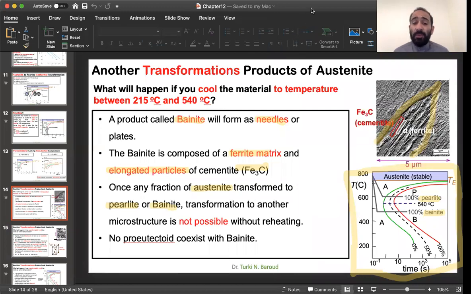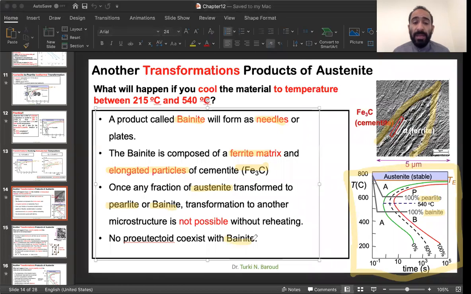Well, for bainite, for bainite, we cannot see a pro-eutectoid phase. So pro-eutectoid cannot coexist with the bainite. Okay, great. And from this slide we can answer the following question: what will happen if you cool the material to a temperature between 215 and 540 Celsius?